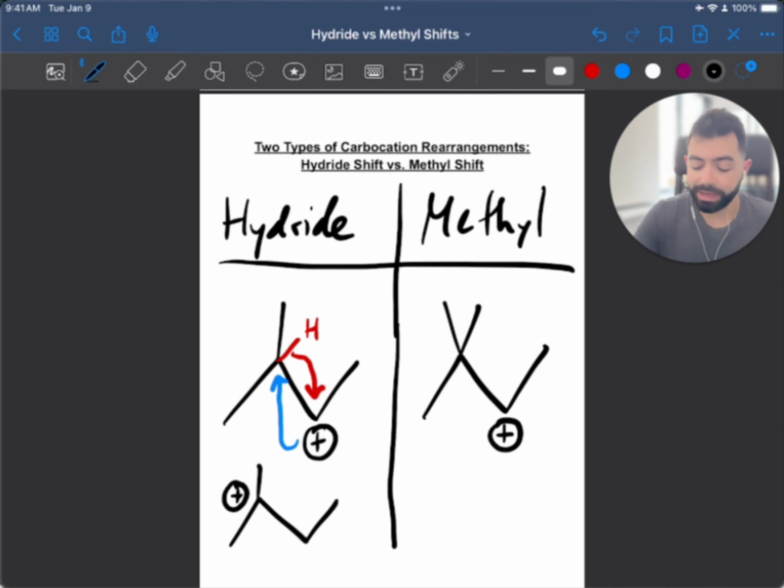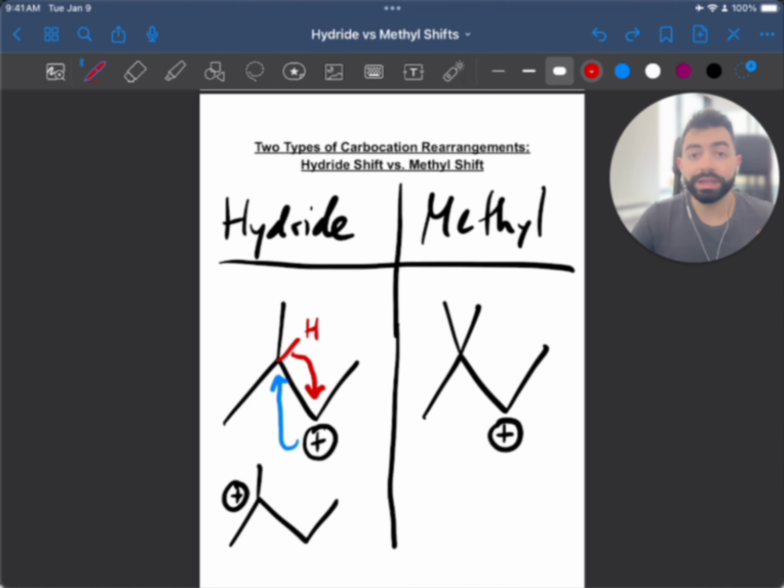So suppose that we have this positive charge right here sitting on this carbon, and this is a secondary carbocation, but this positive charge would be a lot happier on this carbon because this carbon is bonded to all these other carbons, and that would make it a lot more stable. So in this case, this is the destination carbon and this is the original carbon with the positive charge.